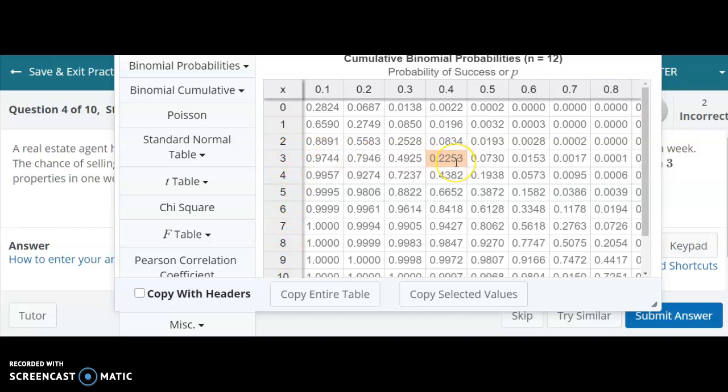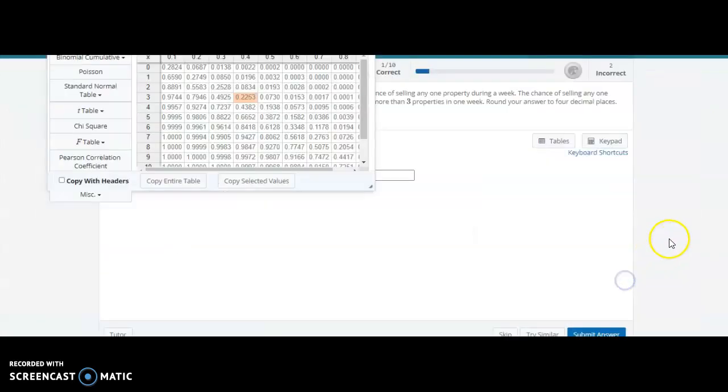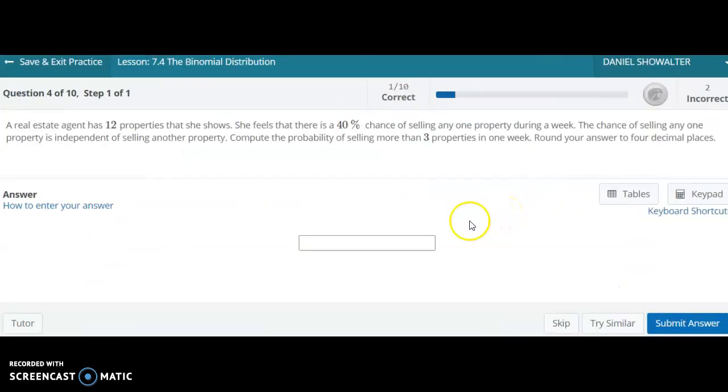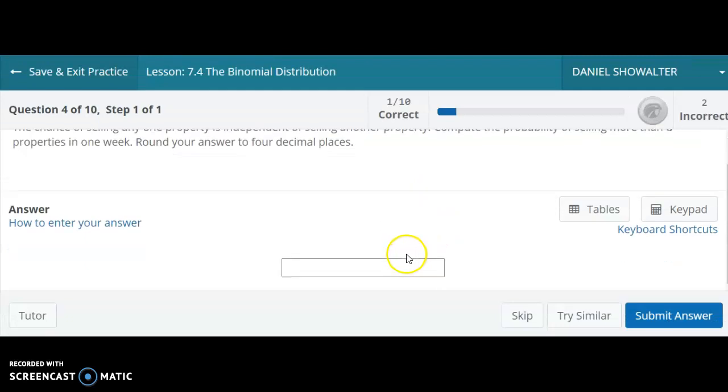But the trick here is if this is exactly what we don't want, we want everything except the cases where she sells 0, 1, 2, or 3, we can just subtract this from 1 to get our answer. So we would take 1 minus this, and that would, I think, give us 0.7747. So let's try that out, 0.7747.